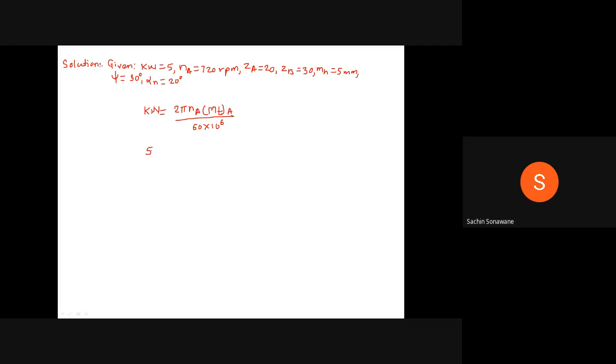Substitute the values. 5 is equal to 2 pi into 720 into torque transmitted by gear A divided by 60 into 10 raised to 6. Therefore, calculate torque transmitted by gear A in Newton mm.